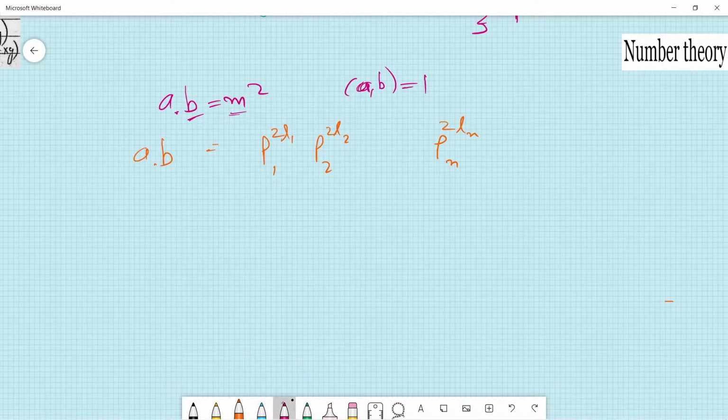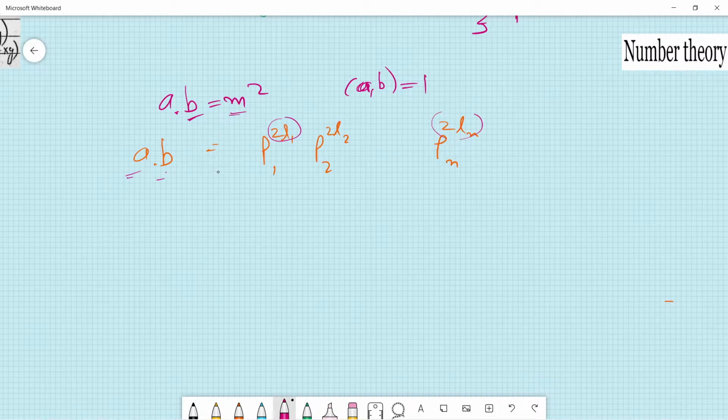Now since GCD of a and b is 1, they cannot have any prime in common. It cannot be that p2 will divide a and p2 will also divide b. This cannot happen. So a will have certain many primes and all its powers, and b will have certain many primes and all their powers.